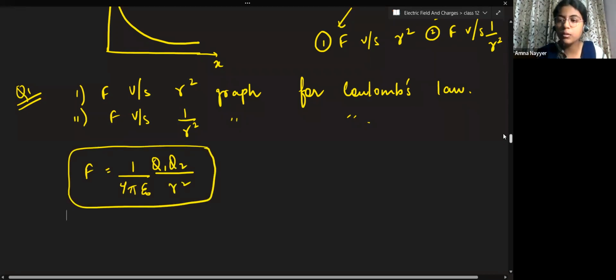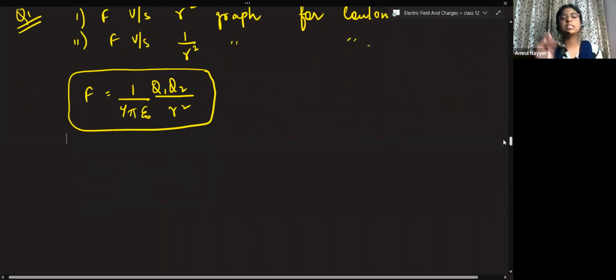For students who are new and have not done this, this is the formula of Coulomb's law. Now see, the magnitude of charge will remain constant. 4 is a constant number, pi is a constant, epsilon naught is constant for each medium. So this whole term is constant, k, whose value is 9 into 10 to the power 9. Magnitudes of charges are constant. So what is variable? 1 by R square and the force are variable.